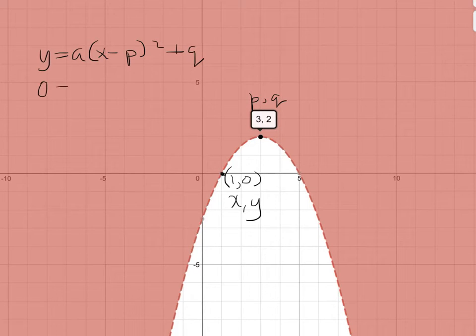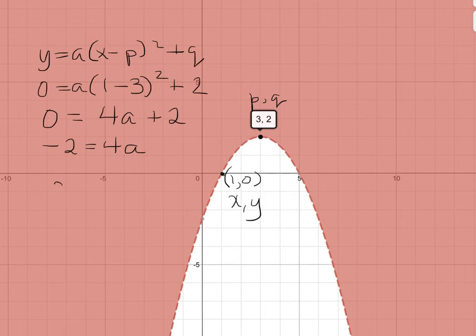So we'll go 0 equals a(1 minus 3) squared plus 2. And then 1 minus 3, that's -2 squared is 4. So 4a plus 2. We're solving for a, right? That's the only thing we don't know that we need. Subtract 2, and then divide by 4, and we get a equals -1/2, right? -2/4 or -1/2.